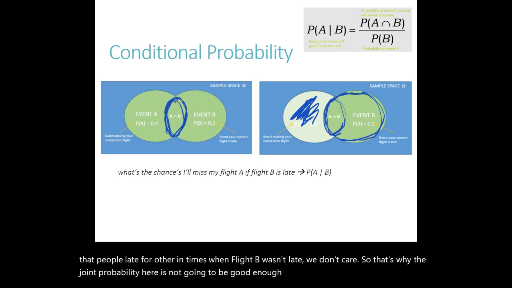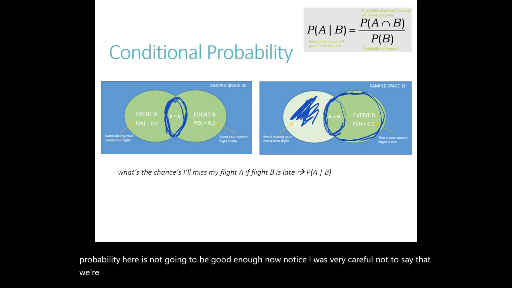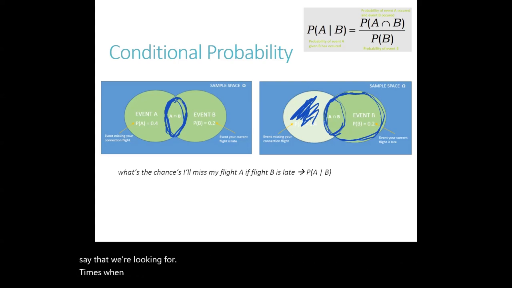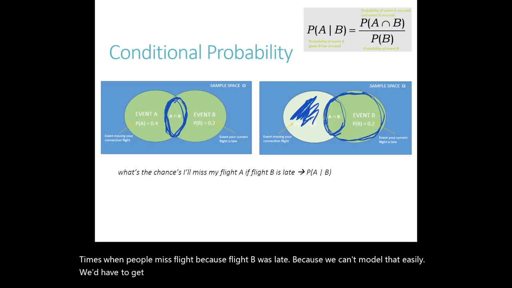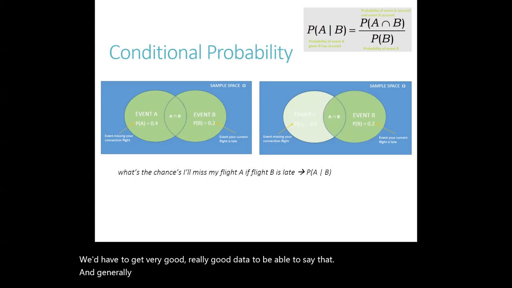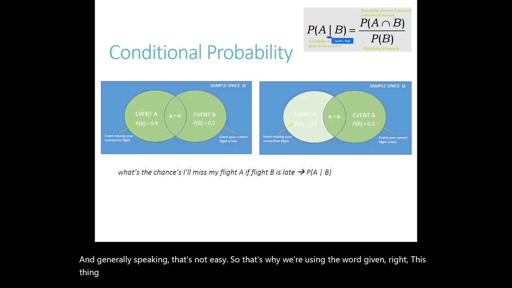Now notice I was very careful not to say that we're looking for times when people miss flight A because flight B was late, because we can't model that easily. We'd have to get really good data to be able to say that. And generally speaking, that's not easy. So that's why we're using the word given, right? This thing means given. It's a nice, little way of not committing ourselves to causes or reasons.